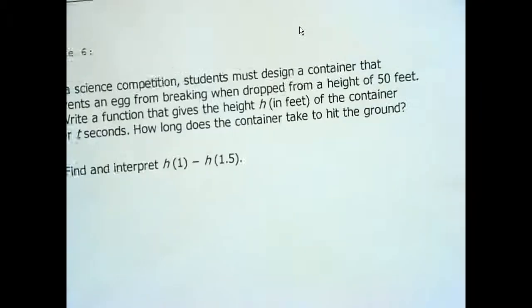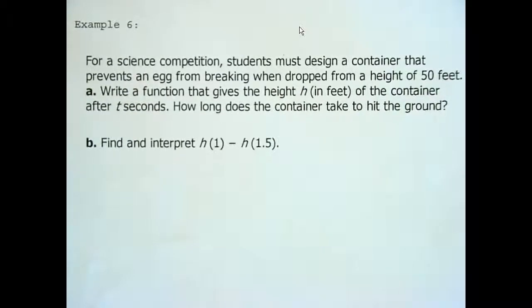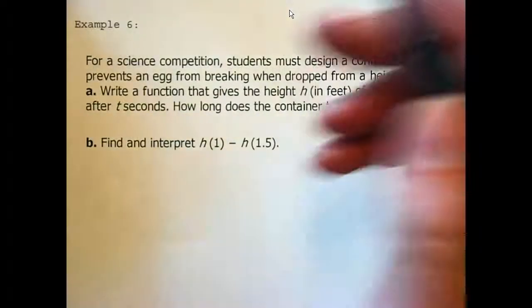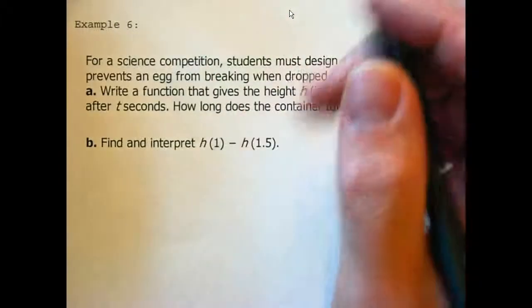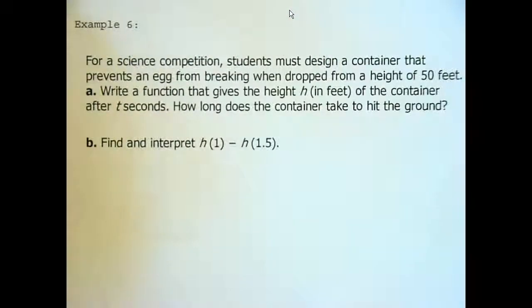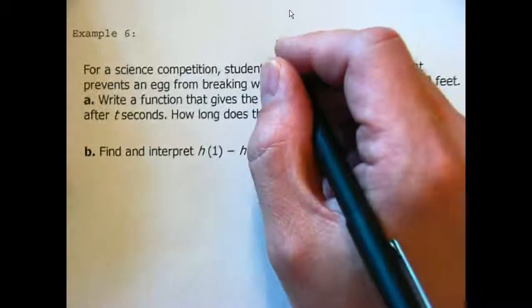I'd like to try this problem right here, number 6. Oh, this one's fun. All right. So you have this egg that's being dropped during the science competition, and to prevent it from breaking, they've designed this container. Now, first you need to understand the formula or the equation that you can use to write the function that you need here. And if you guys want to write it down, it's in your textbook. You don't have to use your book, but it's on the top of page 98. So if you want to read more about it, you can.